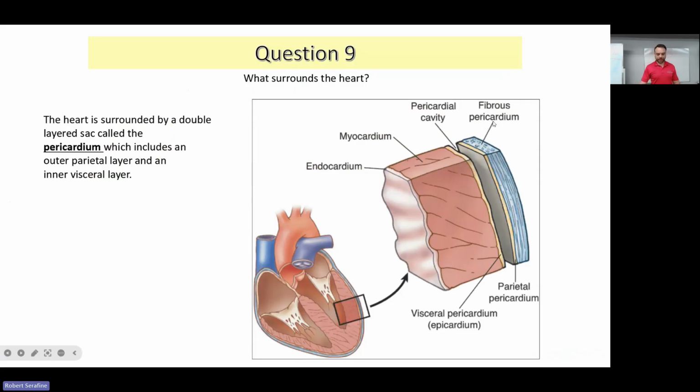So we have fibrous pericardium, parietal pericardium. Then we have a bit of a space here, and then we have the visceral pericardium, which, if we look at those, are our serous membranes. So they produce serous fluid, which helps to reduce the friction of those structures and tissue layers moving.